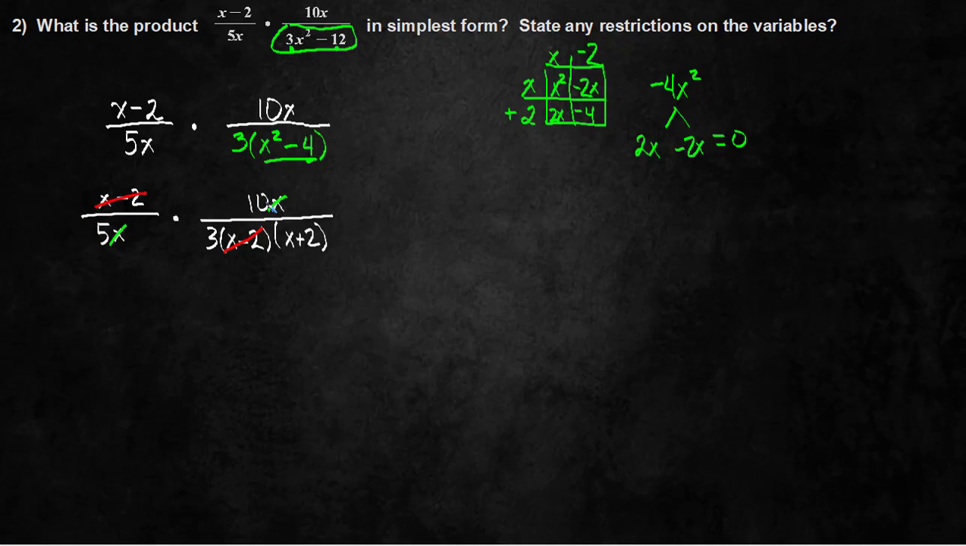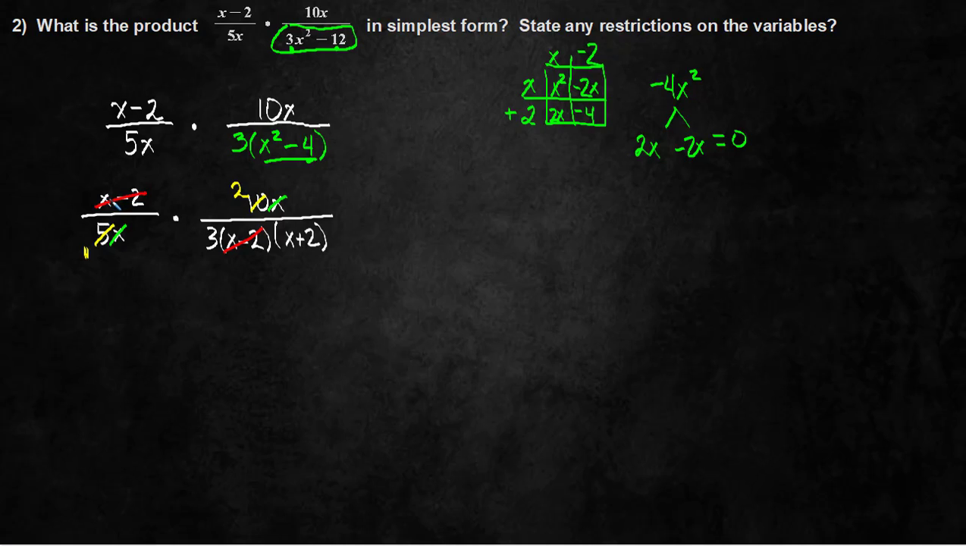The 5 and the 10 and the 3 are my numbers I have left. A 5 and a 10 can reduce by dividing both of them by 5. 10 divided by 5 is 2. 5 divided by 5 is 1. And then I have this x plus 2, and there's nothing for it to cancel out with, and neither is there anything for that 3. So let's go ahead and write down what we have left. So we're just going to multiply.